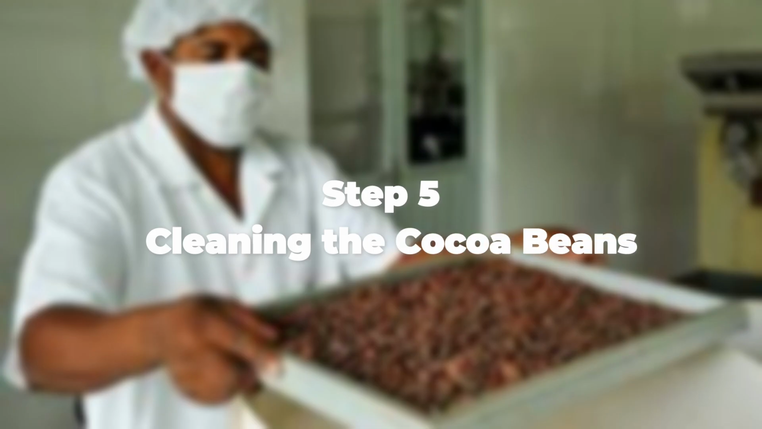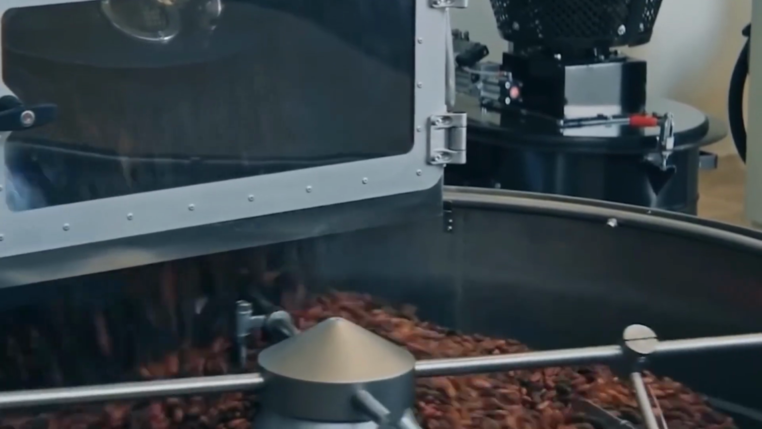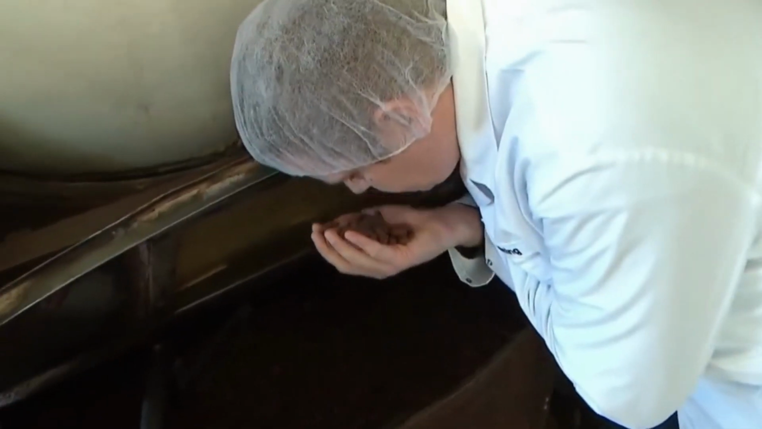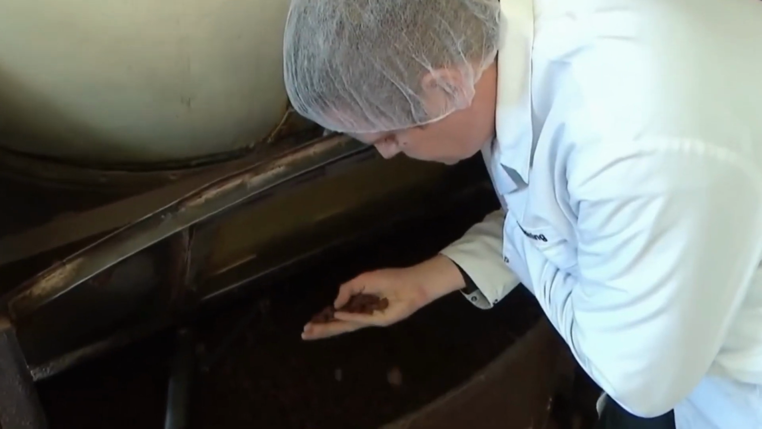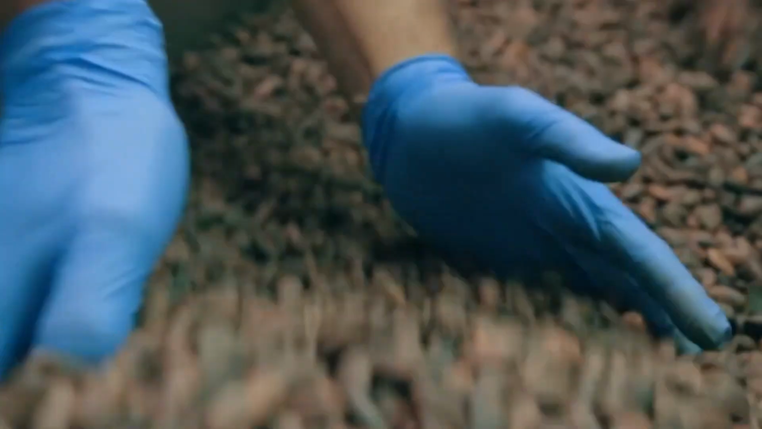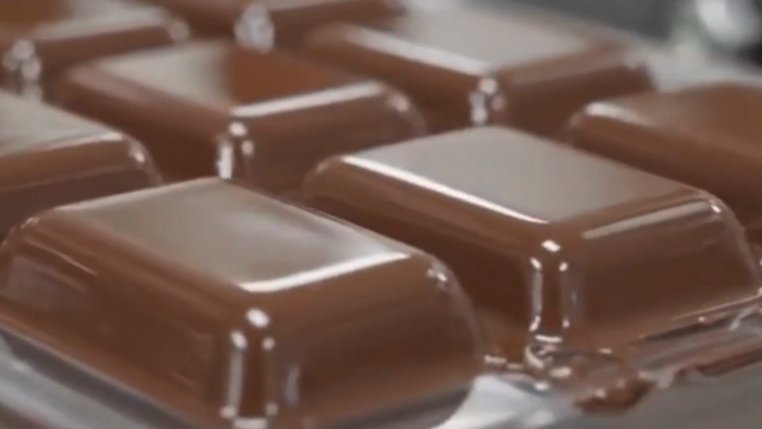Step 5. Cleaning the cocoa beans. The first step inside the factory is cleaning. Cocoa beans are poured into special cleaning machines that remove dust, stones, and other impurities. This process ensures that only pure cocoa beans move forward to the next stage. Clean beans are essential for producing high-quality chocolate.